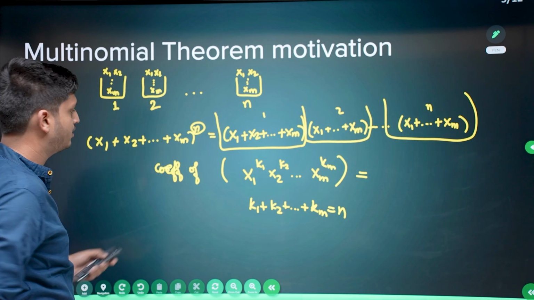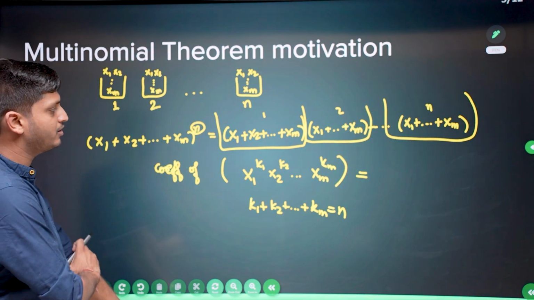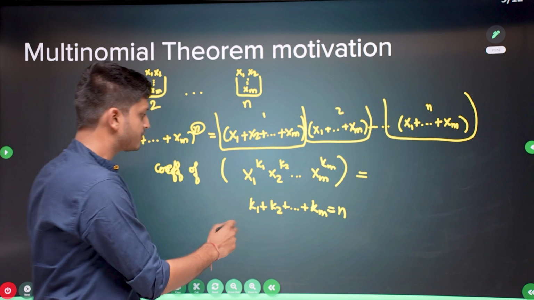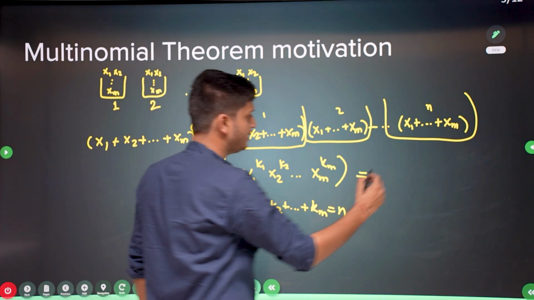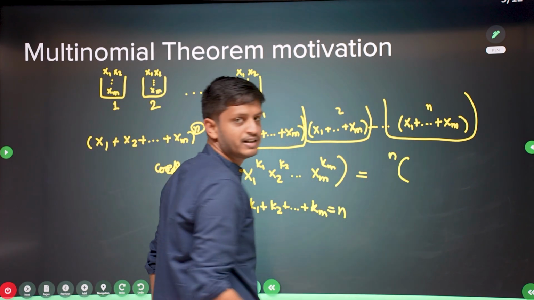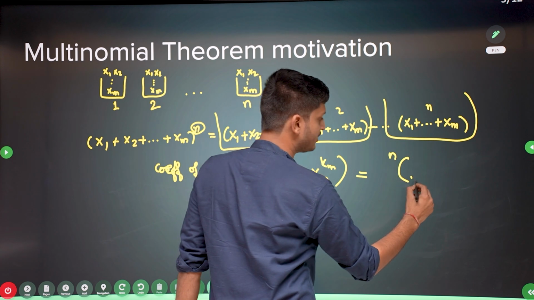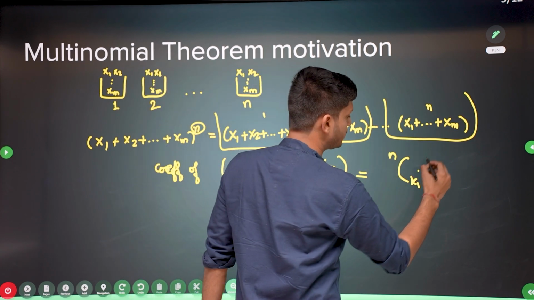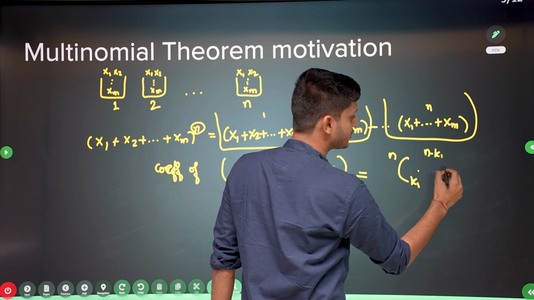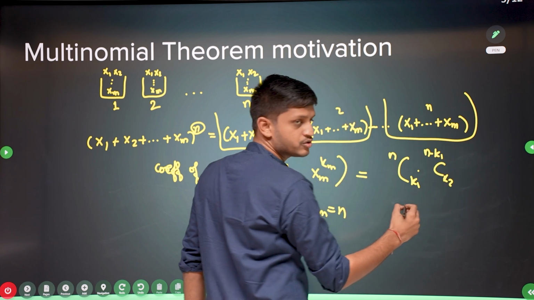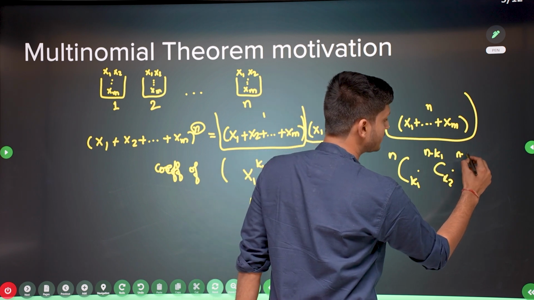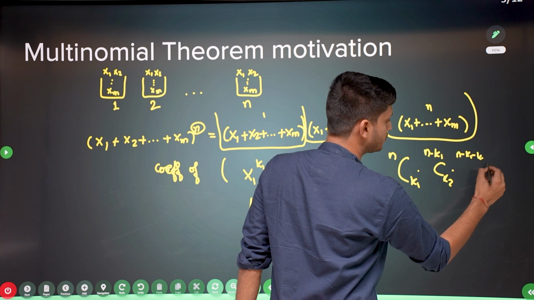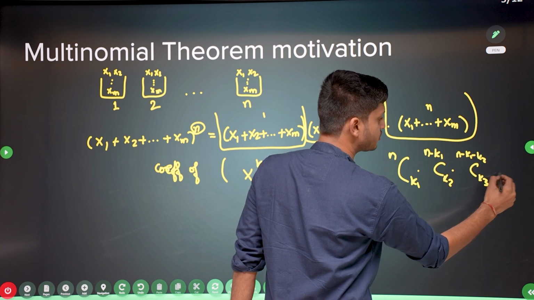Similarly here, what will the coefficient of x1 to the power k1 be? Since the sum is n, it will be n choose from the n containers. Pick any k1 containers and choose x1 from them. Then from the remaining n minus k1 containers, choose any k2 and pick an x2 from them. Then from the remaining n minus k1 minus k2, choose any k3 containers, and so on.